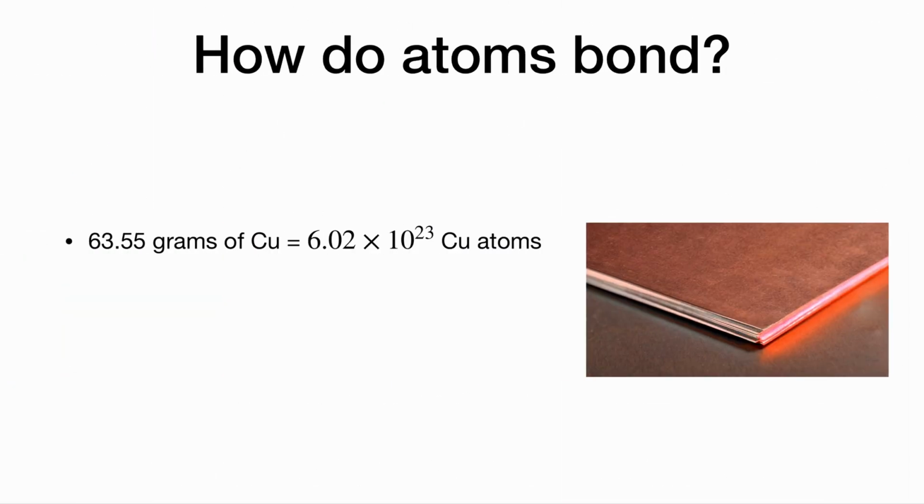For instance, a 63.55 gram copper sample has this many copper atoms. Just 64 grams of copper has this many atoms. Now, how can these atoms live together in, for instance, a thin sheet of copper like that? How can they live together and not violate Pauli's exclusion principle?